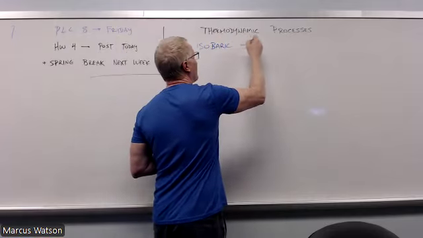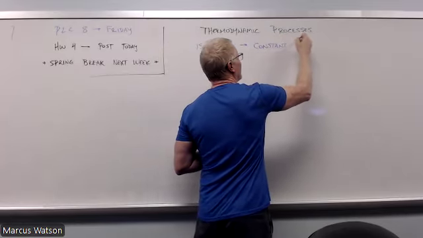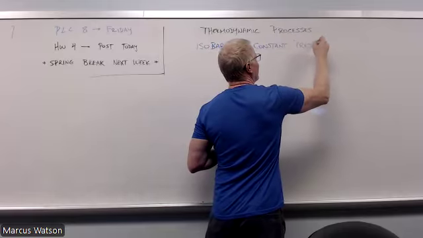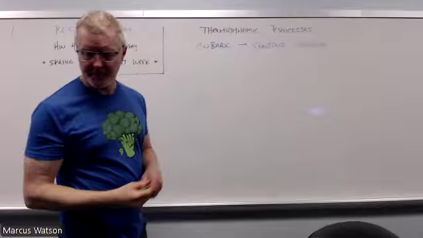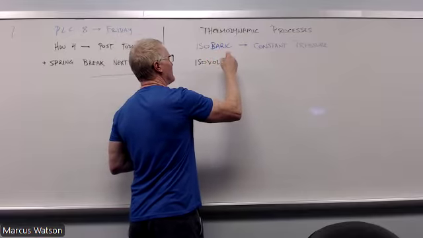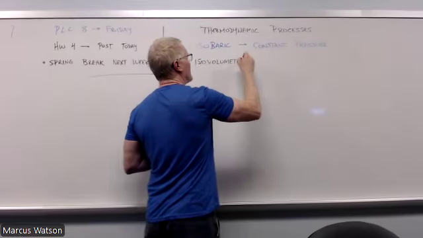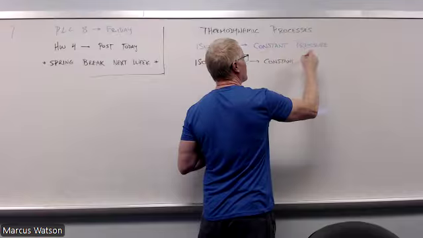Isobaric. Isobaric is constant pressure. Isovolumetric is constant volume, and isothermal, of course, constant temperature.